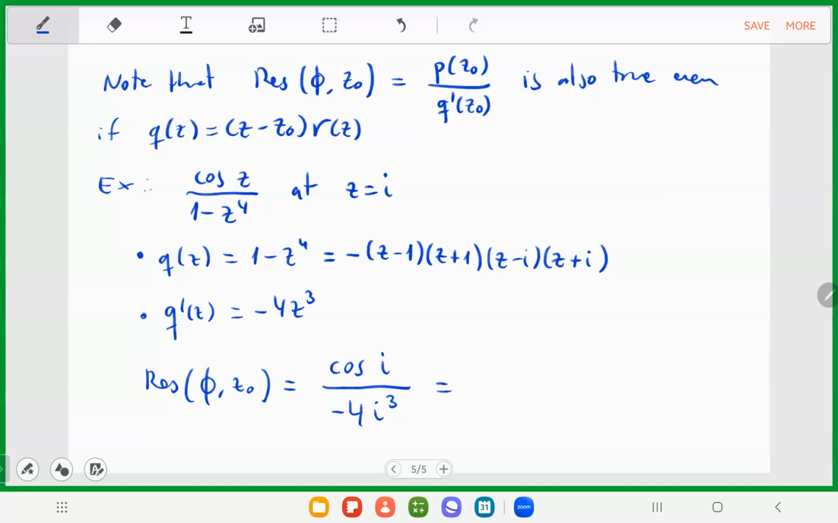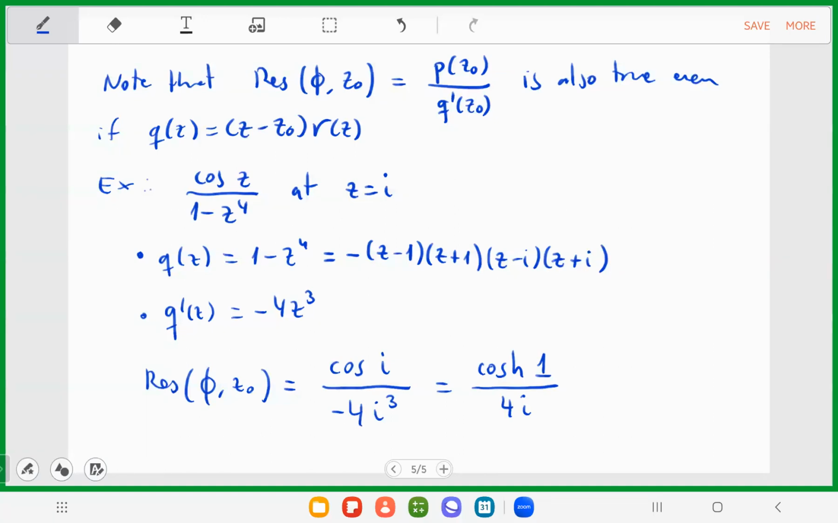Notice that i cubed is minus i. Cosine of i, again, you can simplify to hyperbolic cosine of 1. And i cubed is minus i, so you have that divided by 4i. You can do it in one step. You can do it the other way, but it will take a bit more effort. Any question?